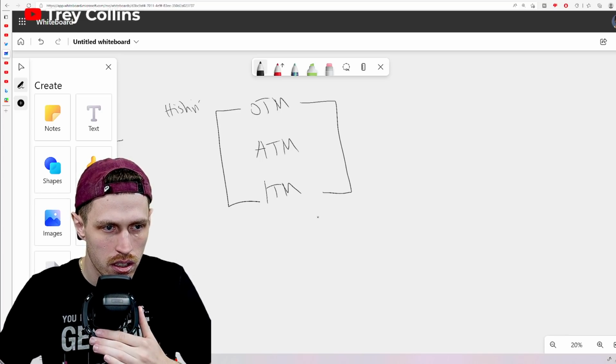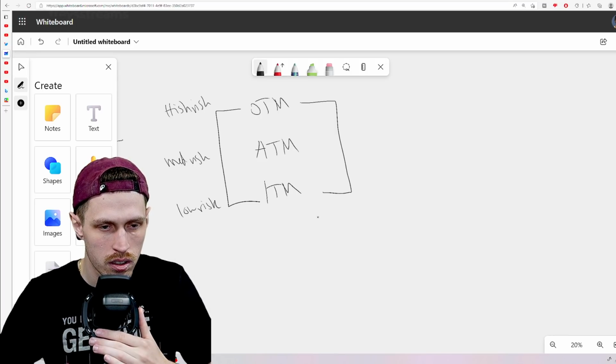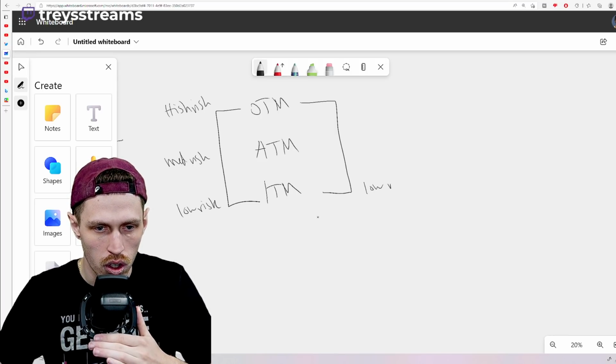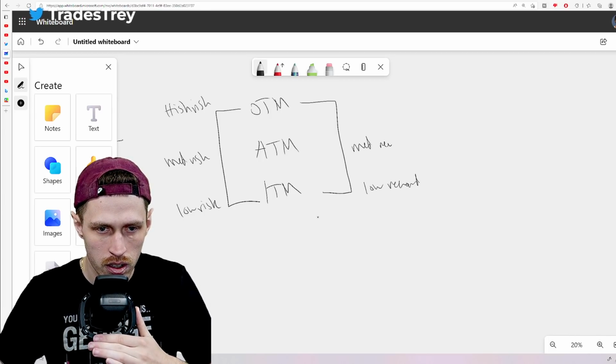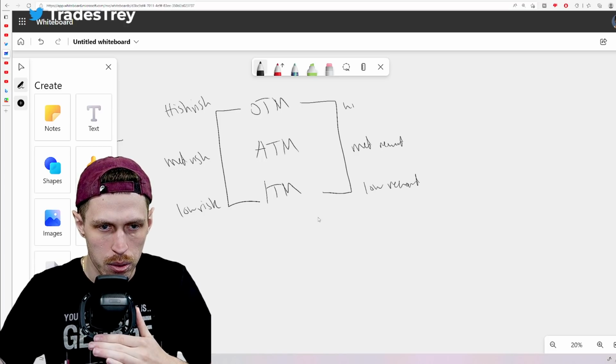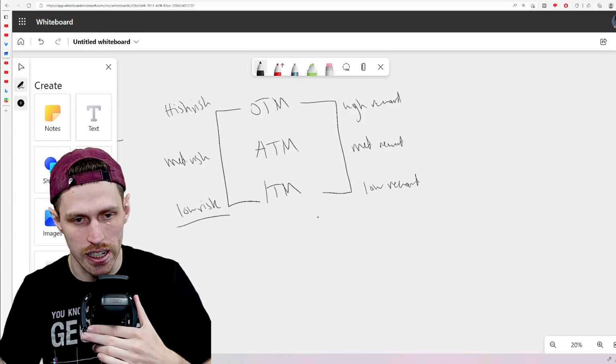High risk, medium risk, low risk. Low reward, medium reward, high reward. Now, what you're going to notice is in the money has the lowest risk and it has the lowest reward.